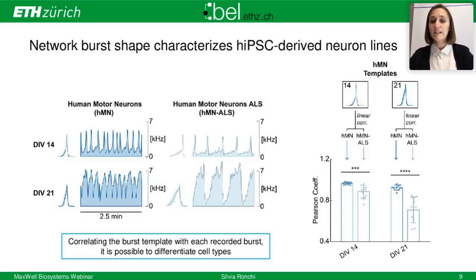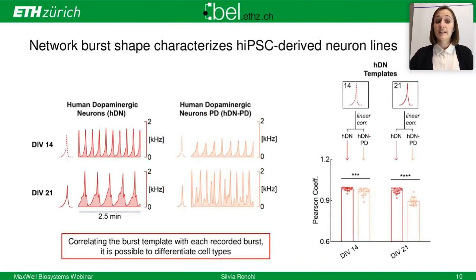What you see here on the right side of the slide is how we could differentiate the 2 cell lines. For example, let's observe the first template, the wild-type human motor neuron template at the in vitro 14. We perform with this template the linear correlation with all the wild-type MEAs and all the diseased MEAs. With the linear correlation with the wild-type MEAs, as expected, we found a Pearson coefficient similar to 1, which showed the robustness of the template that we created. While performing the linear correlation with the diseased MEAs, we found a lower Pearson coefficient, and so we could differentiate between the 2 cell lines.